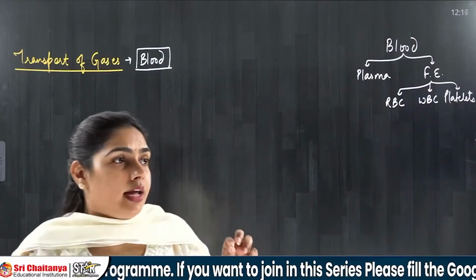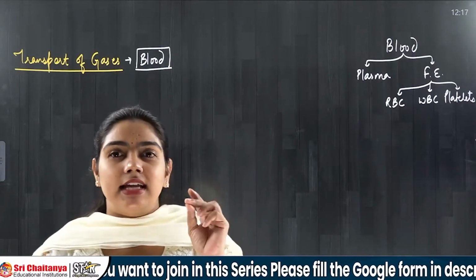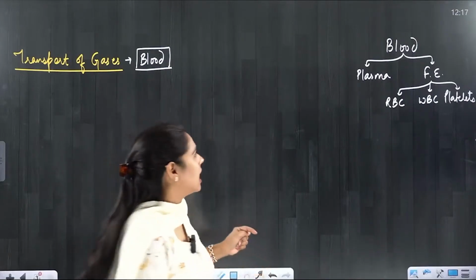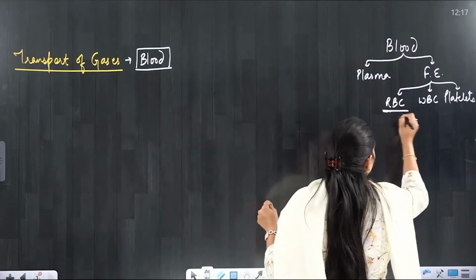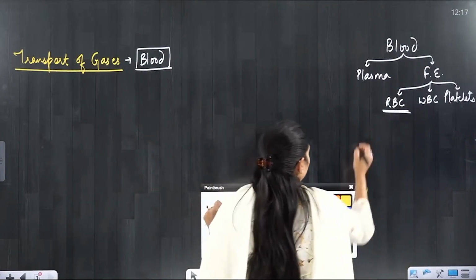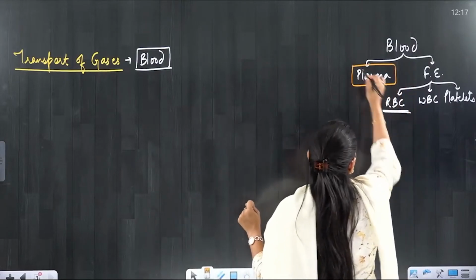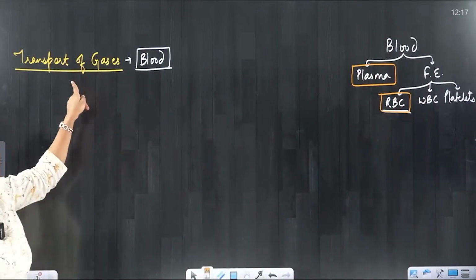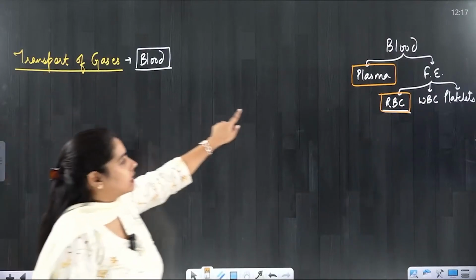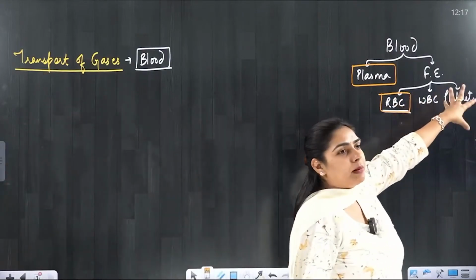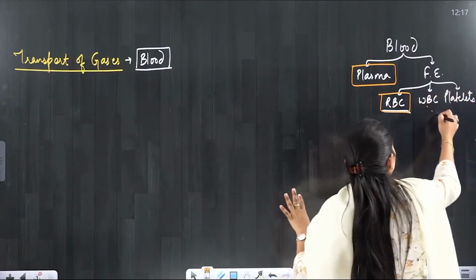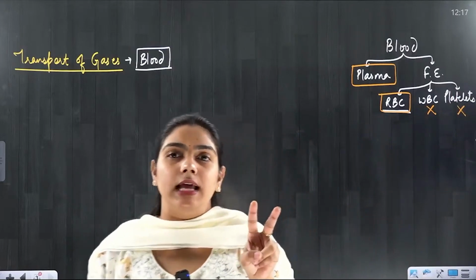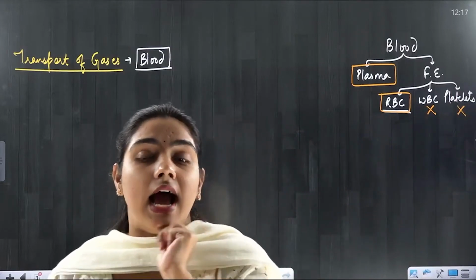So, in which cells there is hemoglobin? RBC. So, RBC and plasma, these two will help. The plasma will help. And the RBC will help in the transport of gases. In this transport of gases, WBCs will not help, platelets will not help. Only two things will help. One is plasma and another is RBC.